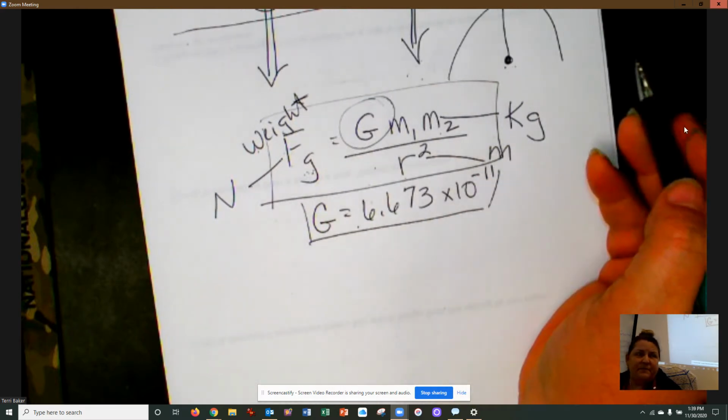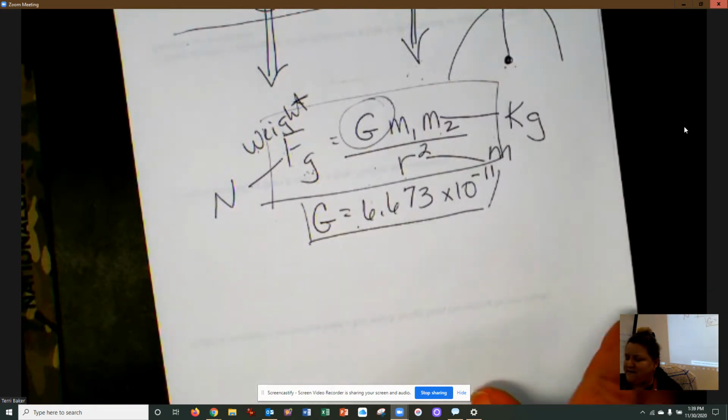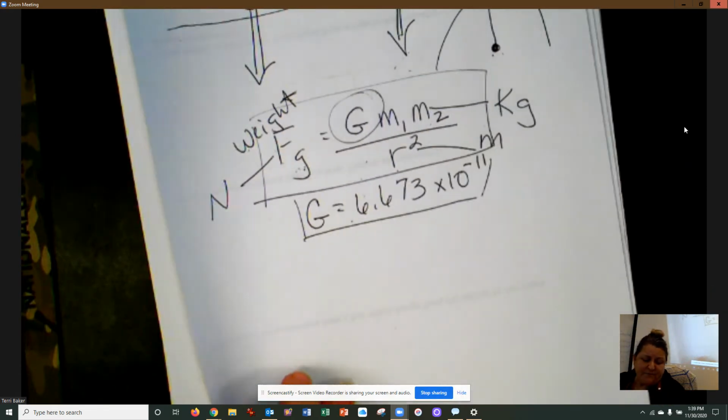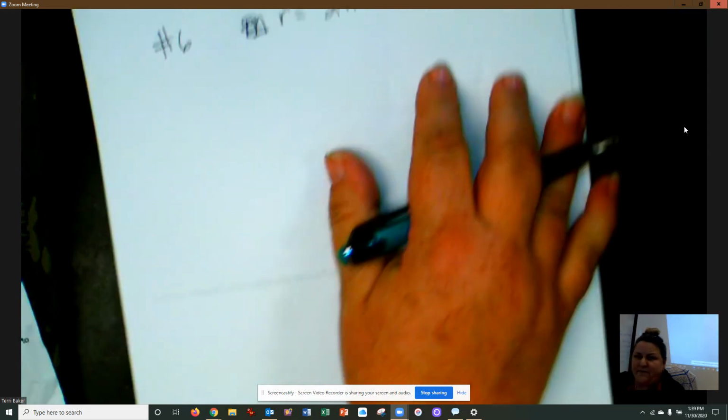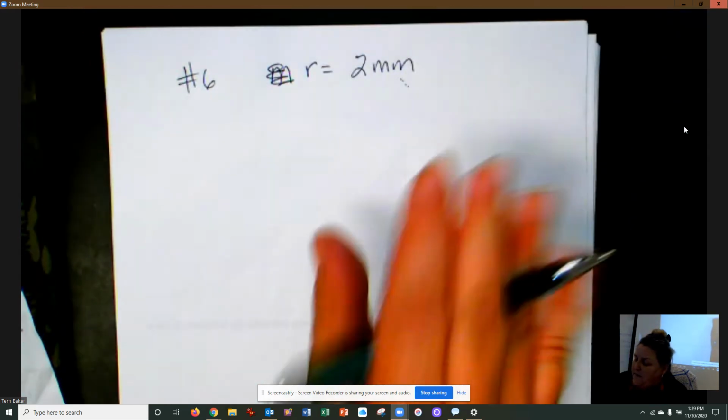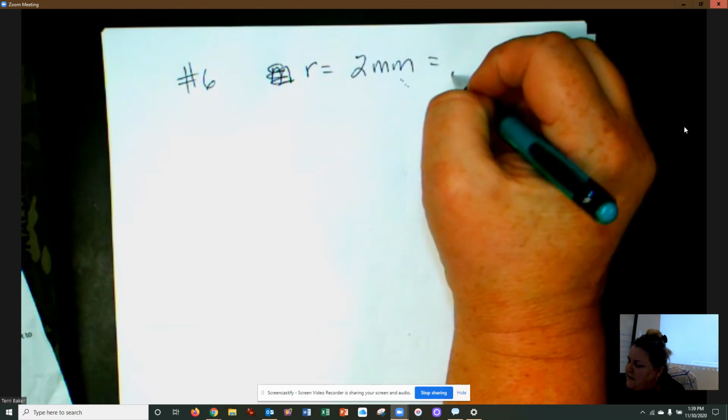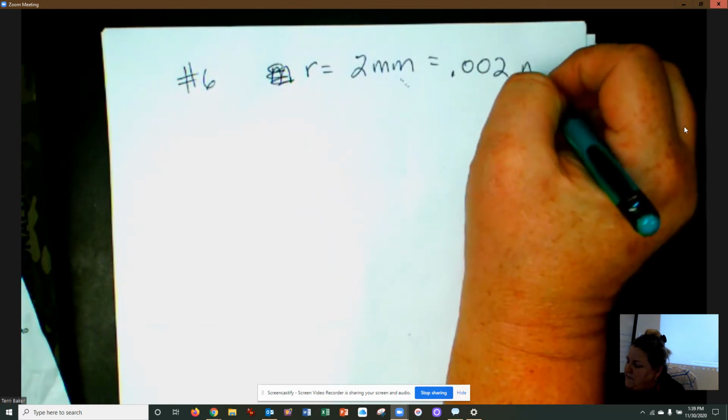in meters. So on number 6, it tells you that the distance between two separate objects of equal mass is 2 millimeters. The distance is 2 millimeters. This has to be in meters. So the first thing you're going to do is change that to 0.002 meters.